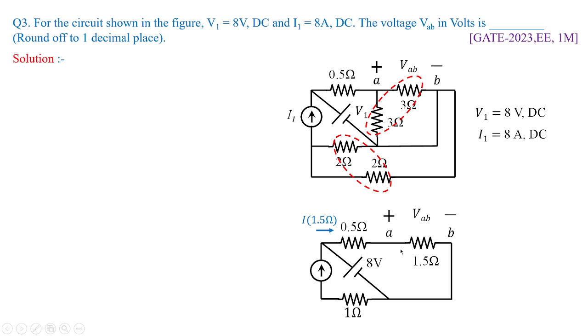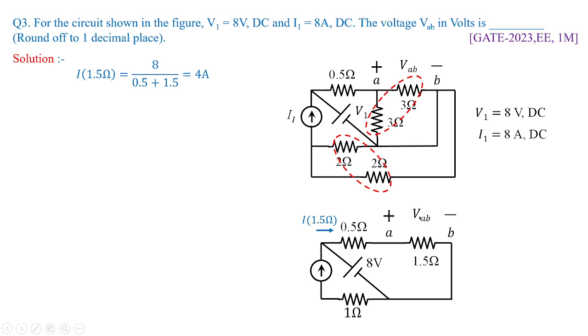So the current which is supposed to flow in 1.5 ohms can be obtained by calculating the voltage divided by the total branch resistance. So that current in 1.5 ohms is 8 divided by 0.5 plus 1.5, that is 8 by 2, equal to 4 amperes. Now 4 amperes is the current flowing in 0.5 ohms as well as in 1.5 ohms.